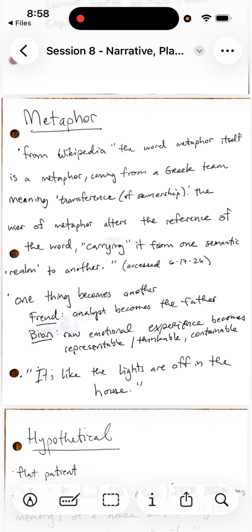And I looked up Wikipedia on June 16, 2026. And it was just the Wikipedia article for metaphor.